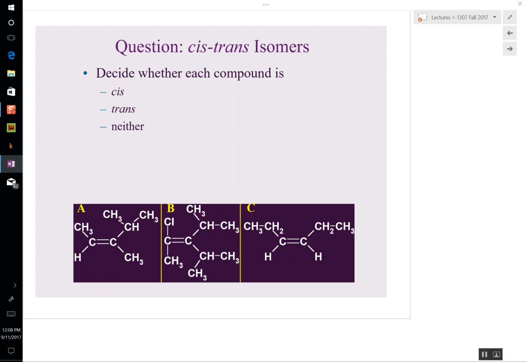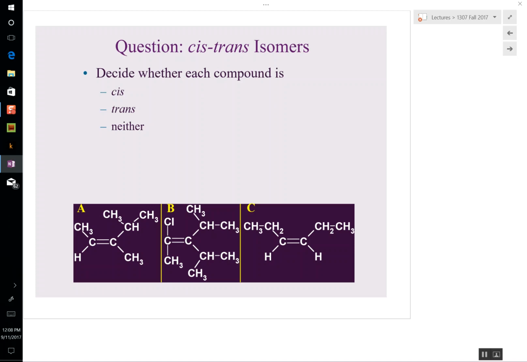This has 2 different things on it. This and that are different. That is not superimposable on that. It's different, and it's going to be trans.